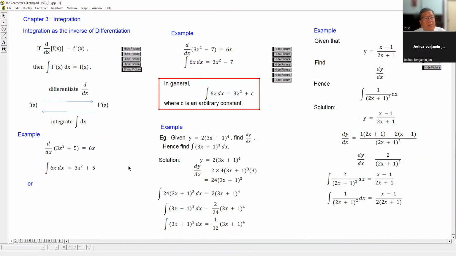So now we look at the actual example. Let's say I differentiate this 3x squared plus 5x. What is the answer? Differentiate 3x squared is 6x. Differentiate 5 is 0. So if I integrate this 6x with respect to x, you should get back 3x squared plus 5.